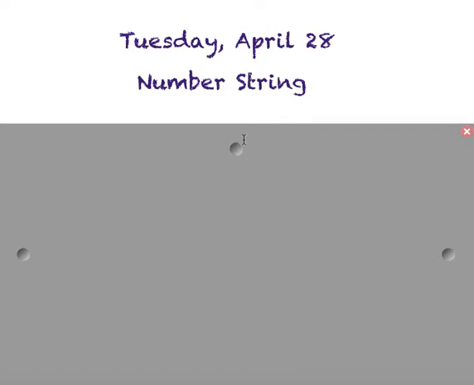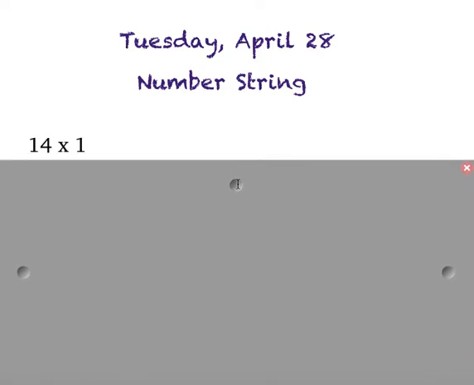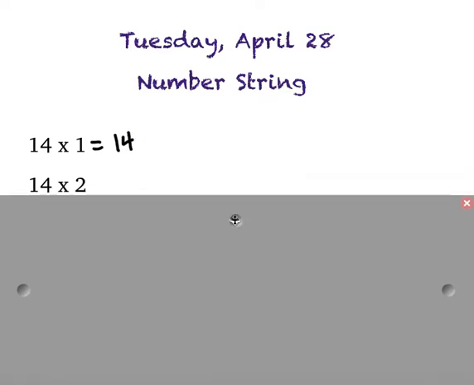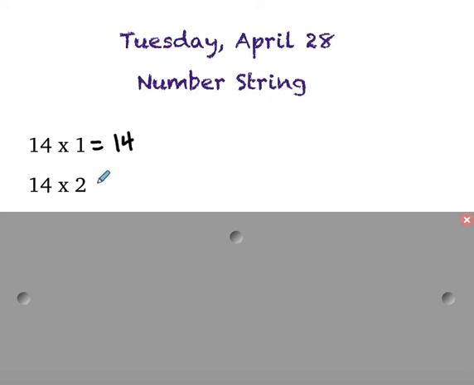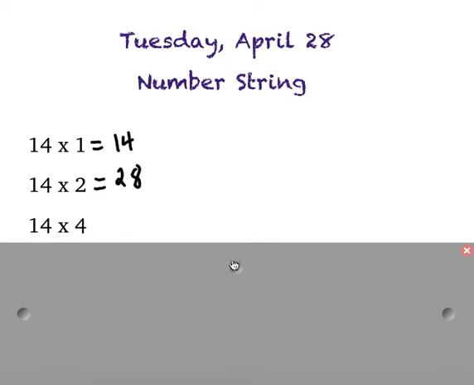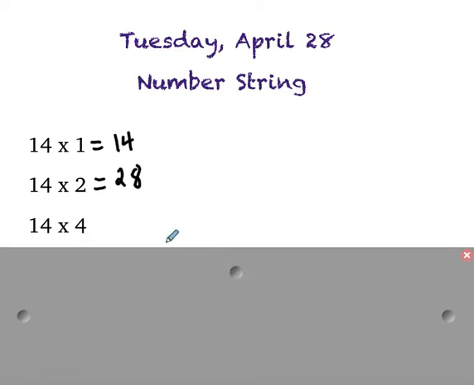All right, here's our number string for today. We're going to start out with 14 times 1. That one's pretty straightforward. Anything times 1 is just itself, so that gives a value of 14. Next, we're going to do 14 times 2. Well, if I know 14 times 1, I can just double it and get 14 times 2, which would be 28. Now, assuming that I got both of those correct, could I figure out 14 times 4? Well, yeah, we would just double that answer that we just got again. So 28 doubled is going to be 56.